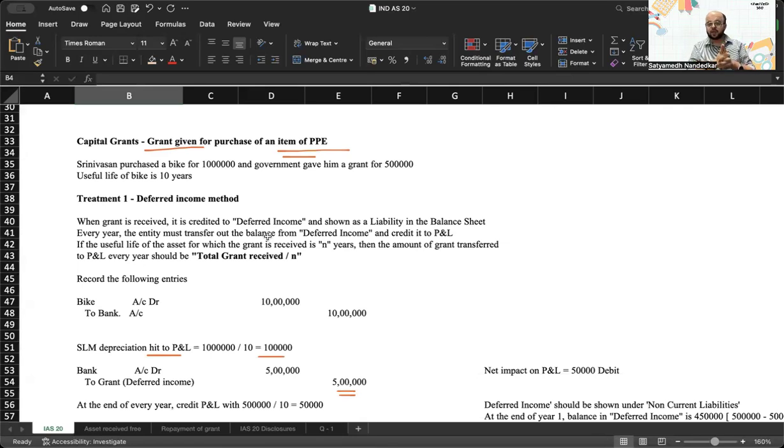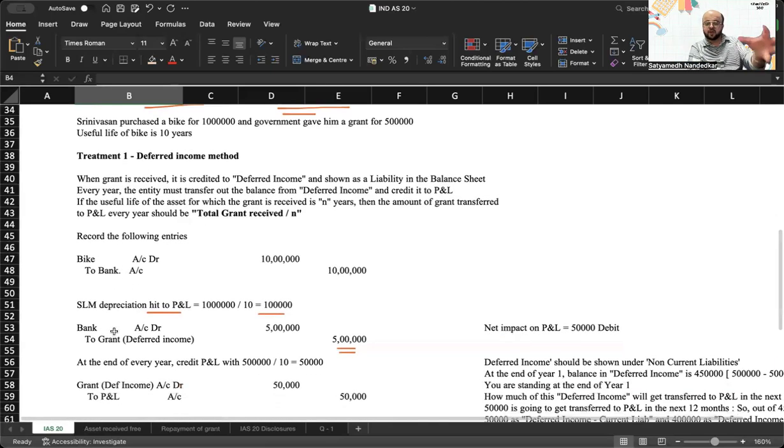Now, what are the accounting entries? When you purchase the asset, you record the entry non-current asset debit to cash. So a person called Srinivasan, for example, he purchased a bike for 10 lakh rupees. The accounting entry is bike account debit to bank account. And now the government is giving him a grant of 5 lakh. What you do is when you receive the amount of grant, debit bank, credit grant, deferred income. 10 lakh is debited to bike, 5 lakh is credited to grant.